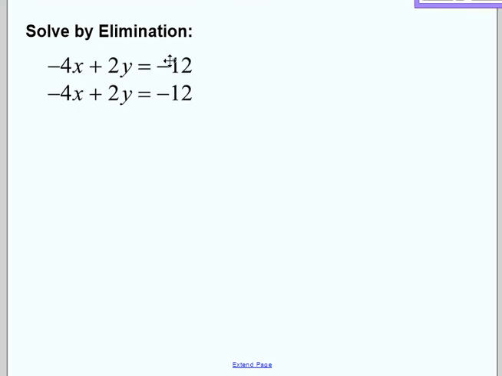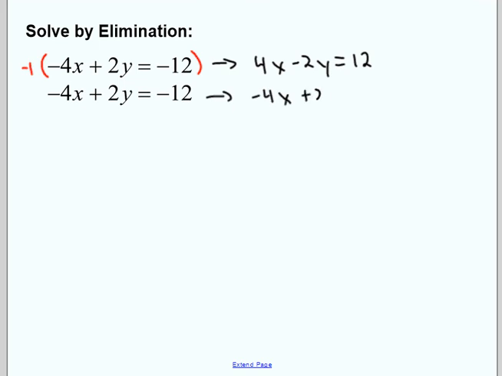All right, so this one, if we want to solve by elimination, you guys, on just first inspection, these are exactly the same two lines, aren't they? Right? These are the exact same two lines. And watch this. If we want to do this by elimination, maybe I'll take this top equation. I'll multiply everything by negative 1. So if I do that, I'll get 4x minus 2y is 12. I'll leave the second equation like it is. Negative 4x plus 2y is negative 12.